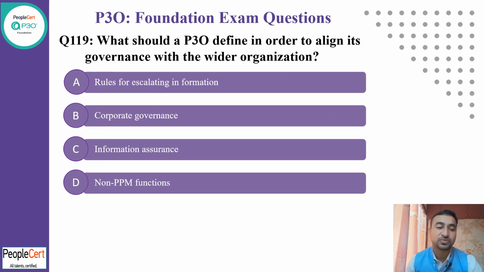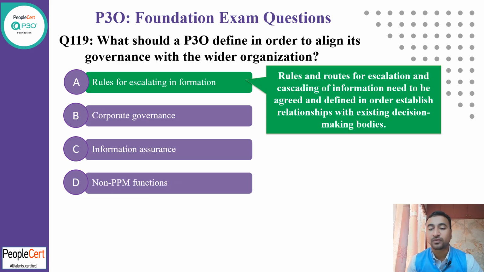Okay, let's move to question 119. What should P3O define in order to align its governance with the wider organization? Rules for escalating information, corporate governance, information assurance, non-PPM functions. I believe A is the most correct answer, to set the delegated authority. Managed by stages and managed by exception, so that principle is aligned with this. So A seems to be the most correct answer. Yeah, rules for routes to escalation and escalating the information need to be agreed and defined in order to establish a relationship with existing decision making bodies.